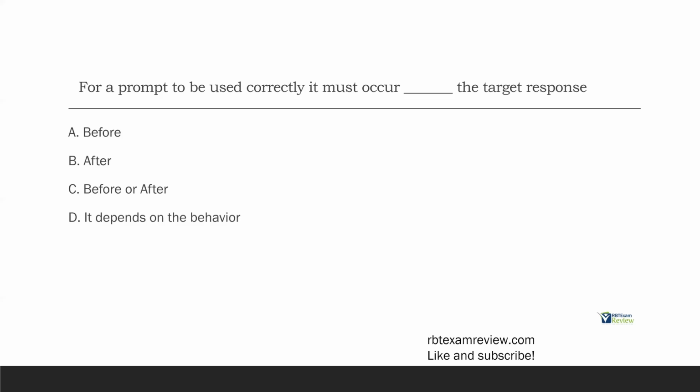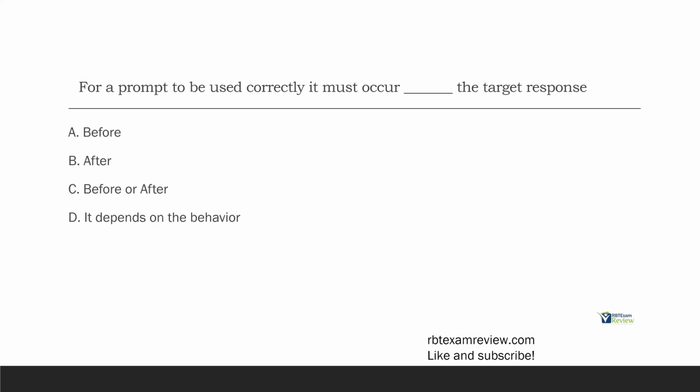And if you think about an SD, what do we know about SDs? Well, they come before the response because what do? Well, they typically evoke the response. So a prompt is also known as a temporary SD. When does that prompt need to occur? Before, after, or it depends on the behavior. D is out. It doesn't depend on the behavior. A good prompt, a correct prompt, should always occur in this spot.